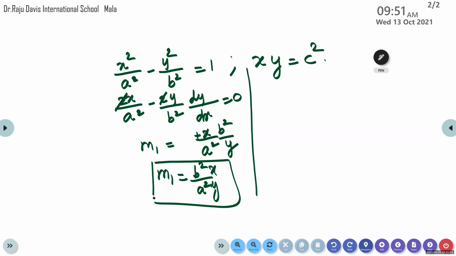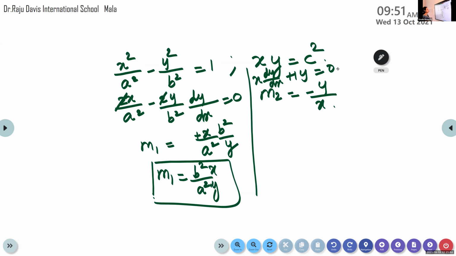Yes, ma'am. Then find out M2. If you are ready, give the answer. You have to give the answer. Make it fast. M2 is minus y by x. Here you have to use the product rule: x into dy by dx plus y into 1 is equal to 0. So M2 is minus y by x.